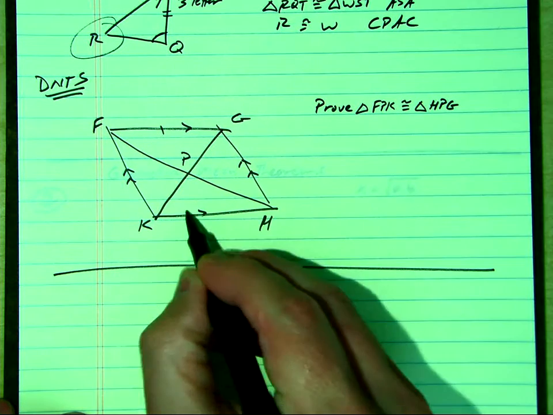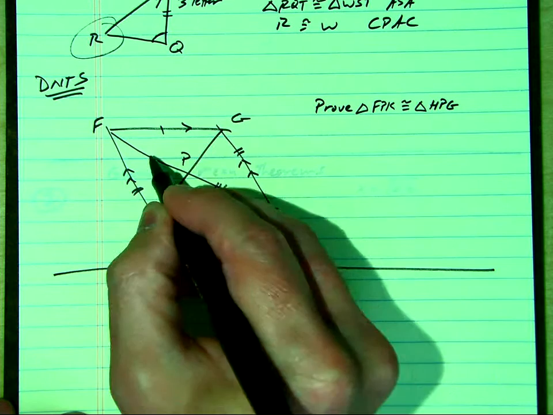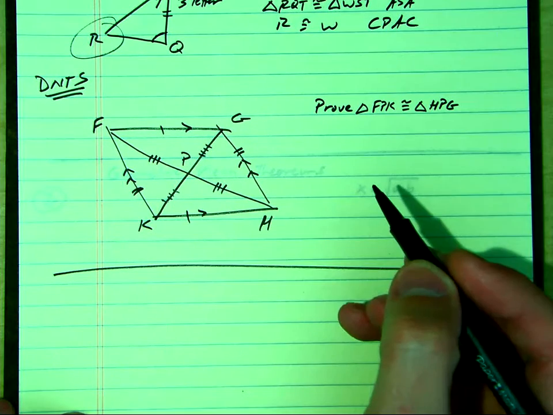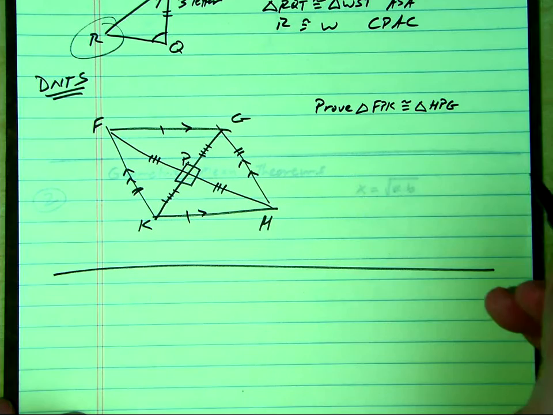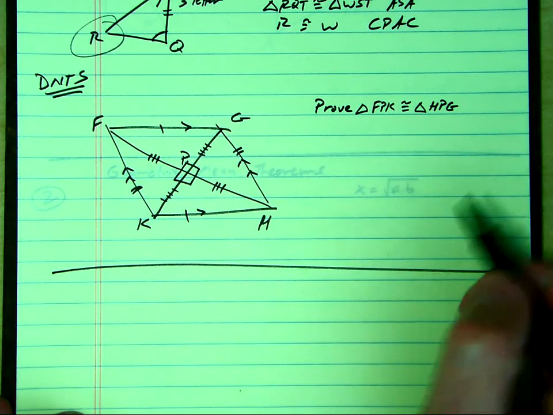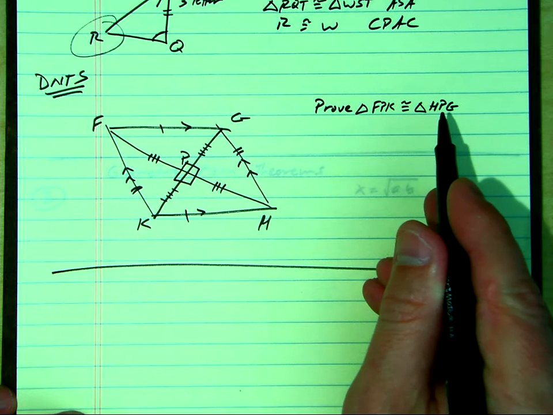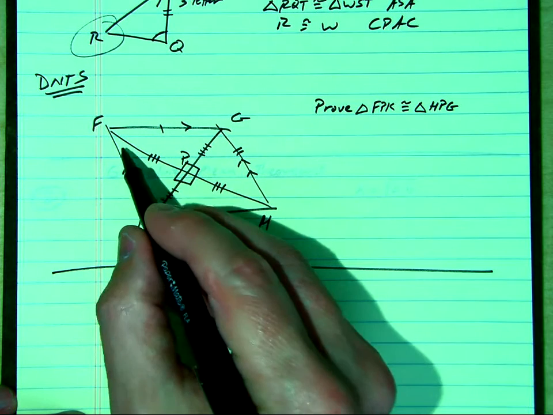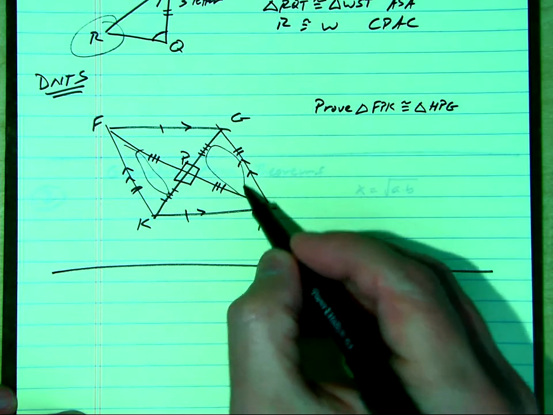So we know not only are opposite sides parallel, but opposite sides are congruent. The diagonals bisect each other. And the special circumstance of a rhombus is that they all meet at a right angle. So you already have everything you need to prove FPK is congruent to HPJ. FPK is right here. HPJ is right here.